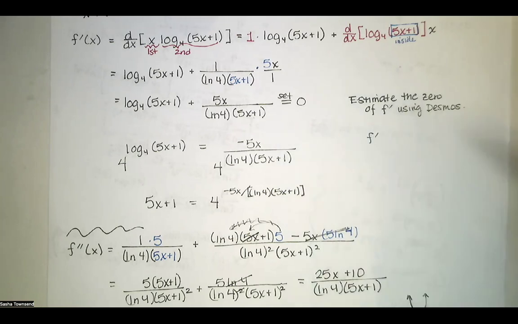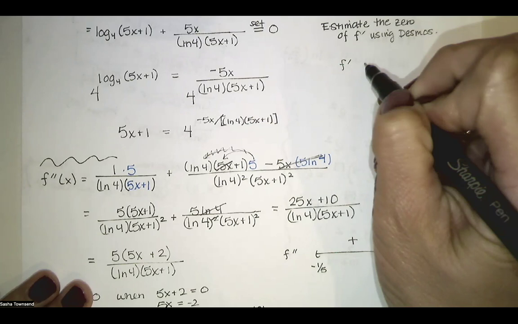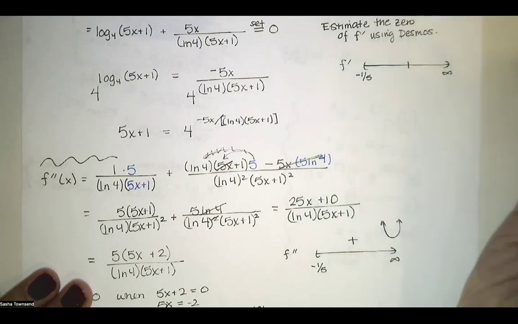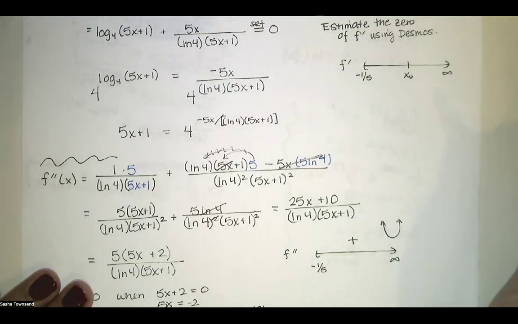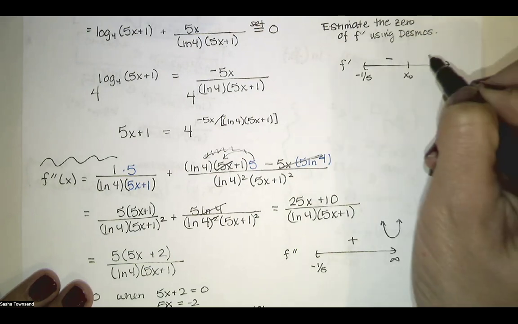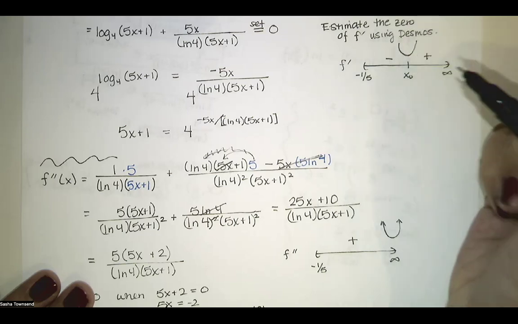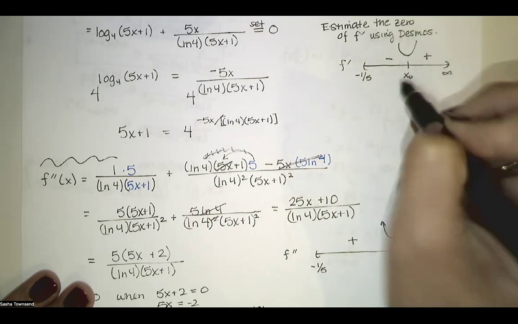So using my graph of f double prime, this is what I'm expecting. Negative 1/5 to infinity. There's some x value here where this equals 0. I don't know what it is. I'm just going to call it x naught. And then I expect f prime to be negative on this side and positive on that side. So the function goes from decreasing to having a 0 slope to increasing. And so we'll have a relative min at that x value. But to find that x value, we're going to use Desmos. All right, that's the plan. Let's go to Desmos and see what this graph looks like.